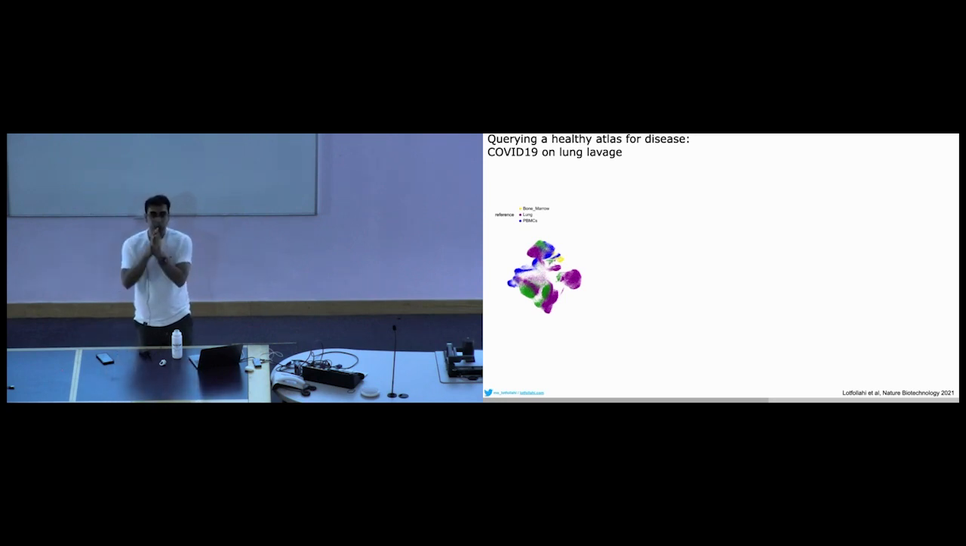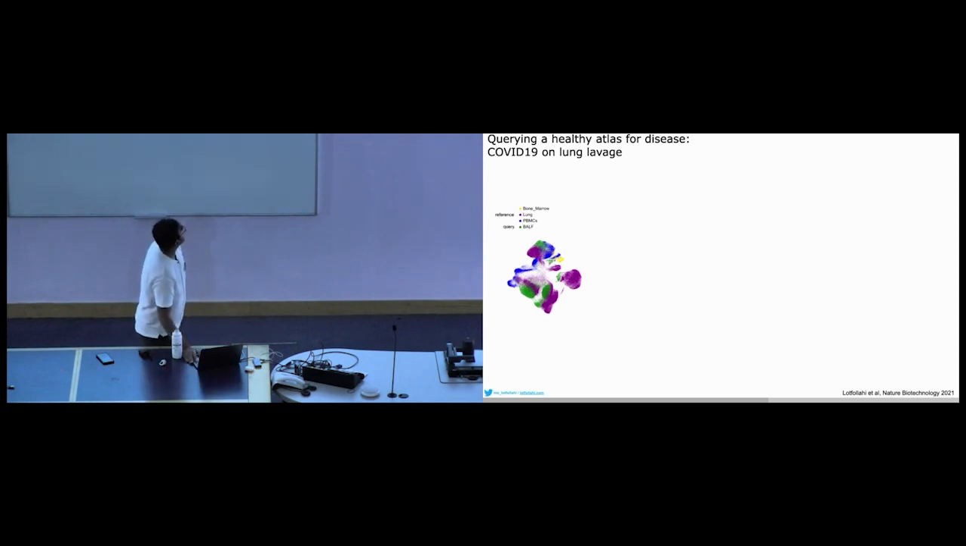So if you look at the integrated object of the reference and the query, then you'll see cases where one cell type might not be integrated, and that might be the disease effect or the batch effect. So this is a scenario that we explored in the paper. In this case, we built a healthy reference from 3 different tissues. So you have bone marrow, lung, and PBMC. We integrated, if I remember correctly, about 300,000 cells.